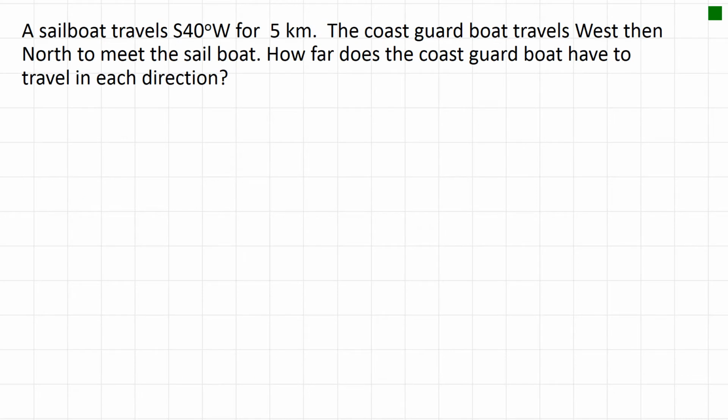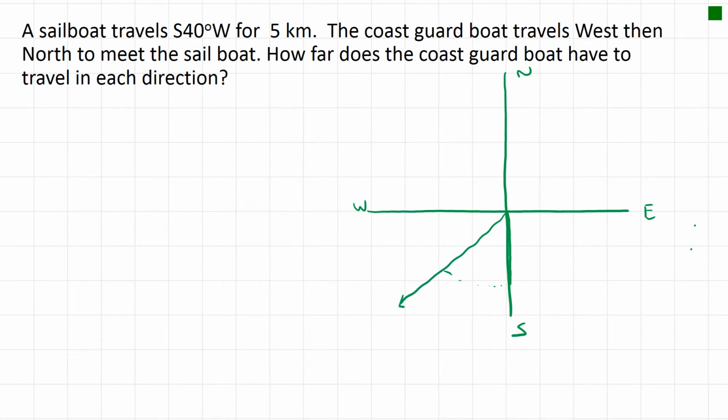So let's take a look at those directions one more time, the applied problems related to this. We have a sailboat that is traveling south 40 degrees west for 5 kilometers. So I'm going to put the compass directions on here. We've got east, north, west, and south, and it's starting in the south direction, and then we're going to go 40 degrees west. So 40 degrees west means that this is 40 degrees.